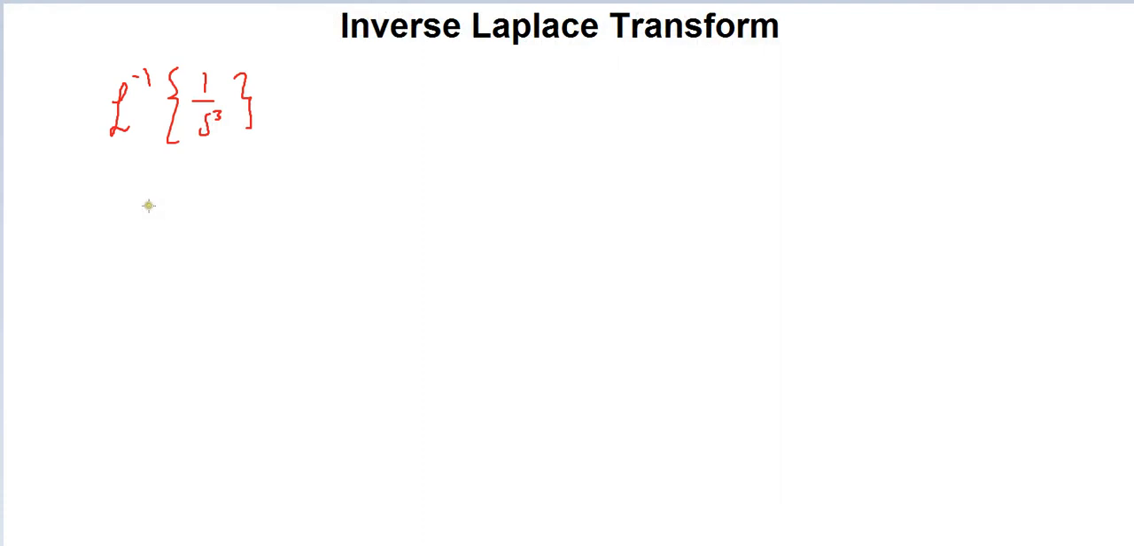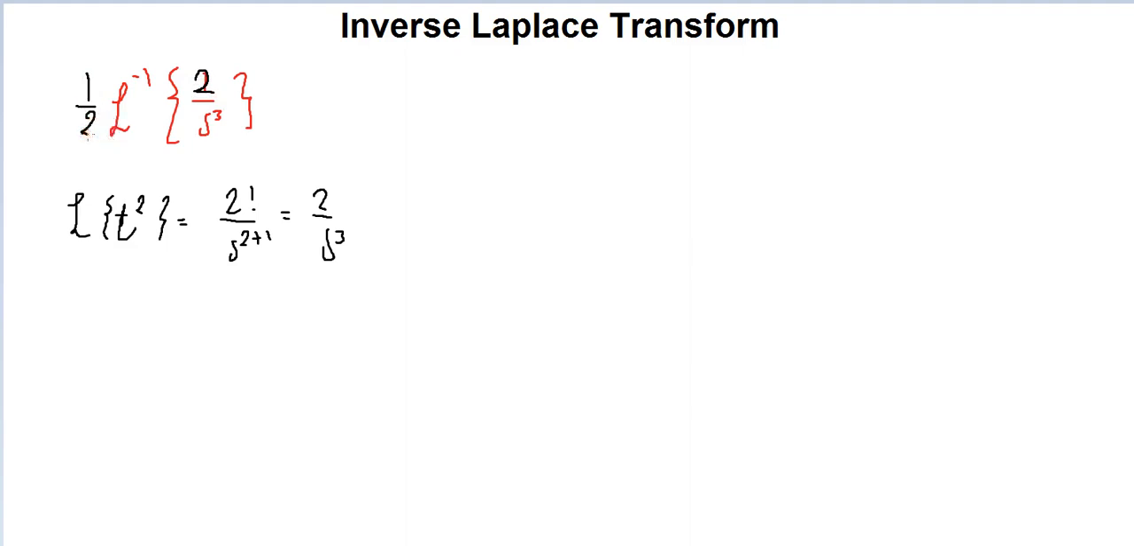But we know that the Laplace transform of t squared is equal to n factorial over s to the n plus 1, which is 2 over s cubed. But this function is not 2 over s cubed. So very simple, it's not hard, like the integration. Multiply by 2 and divide by 2.